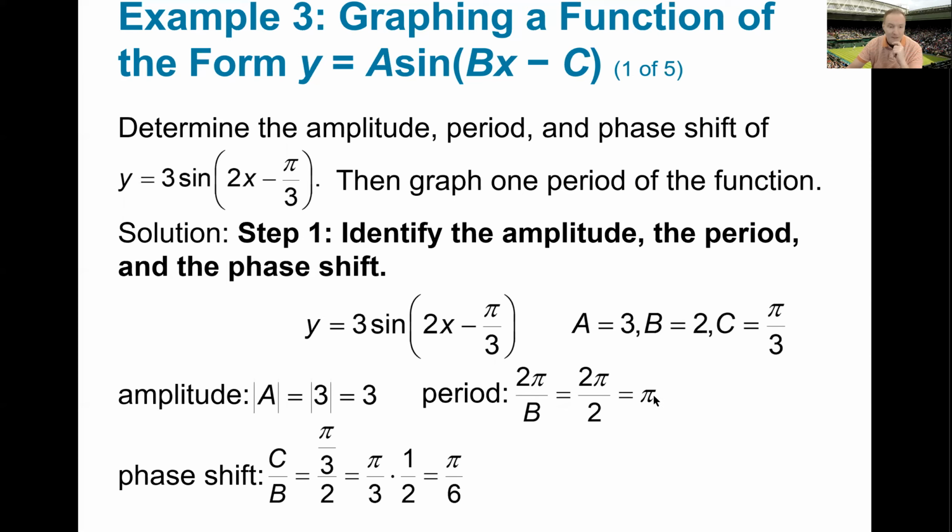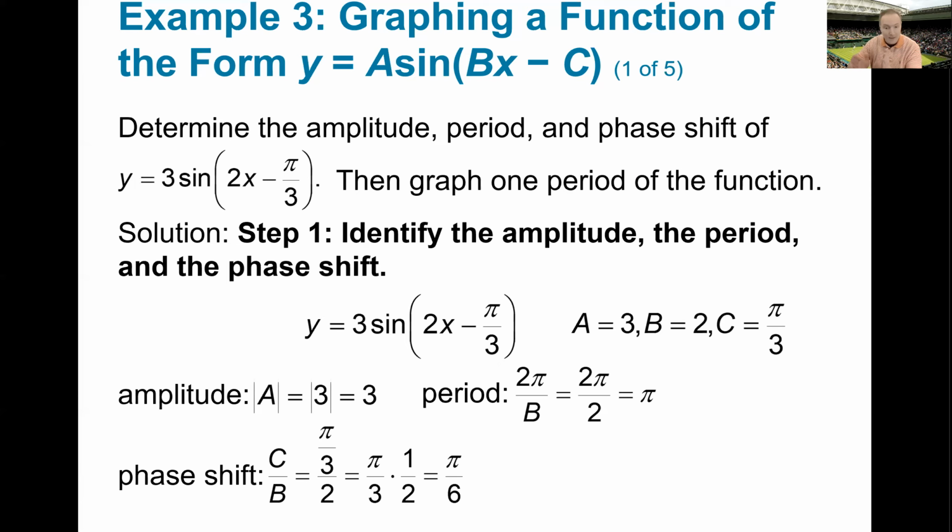Now, its phase shift. This would tell me that it's going to get shifted to the right pi over 3 radians, but then that shift to the right also gets divided by 2. So it's going to go to the right pi over 3, then divided by 2. Well, pi over 3 divided by 2 is pi over 6 radians. This graph is going to be shifted to the right pi over 6 radians.